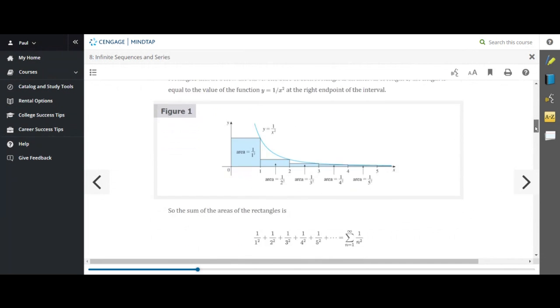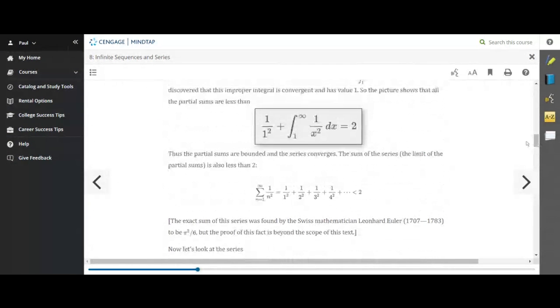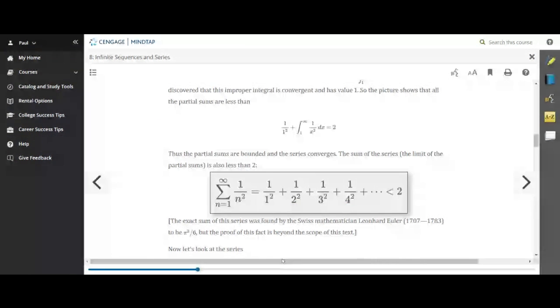And so the sum of our series, okay, has to be less than 2. Okay, it has to be less than 2. And so therefore our series converges.